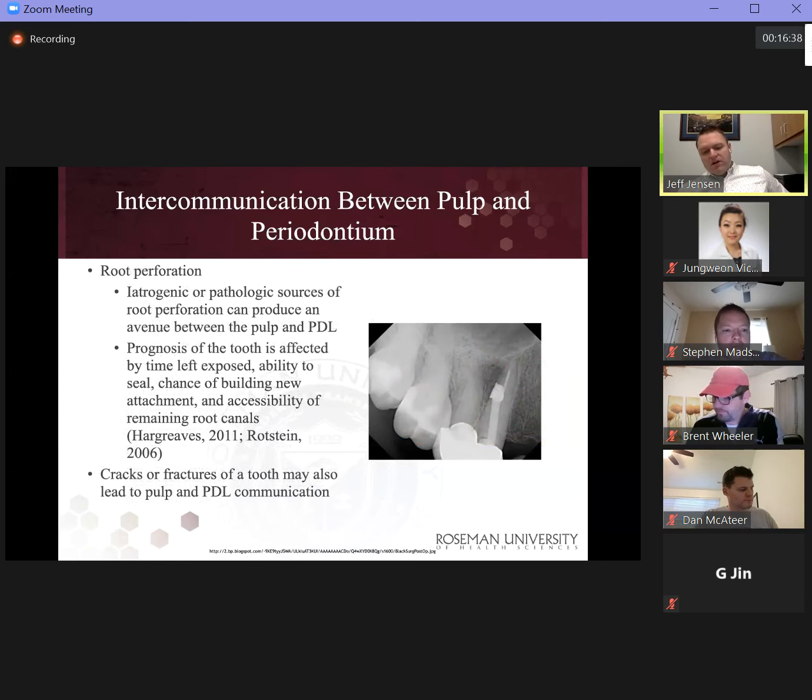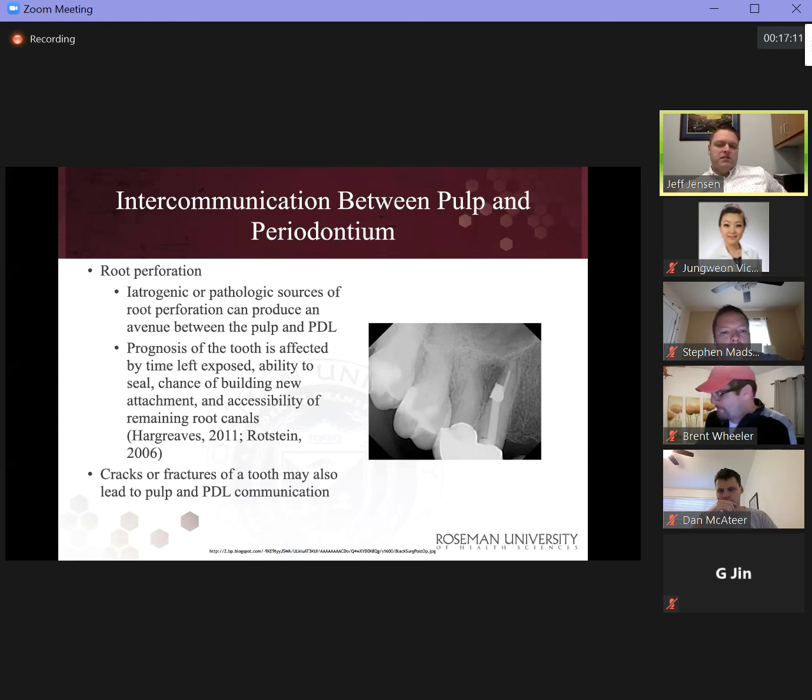A root perforation obviously would cause some communication, okay, and that's typically what we call iatrogenic, right? So something that we do that causes a problem. So we're doing a root canal, right? Or we're trying to do a post, and we start to prep and kind of get off axis and perforate the root. So that's obviously going to cause some communication between the periodontium and the pulp.